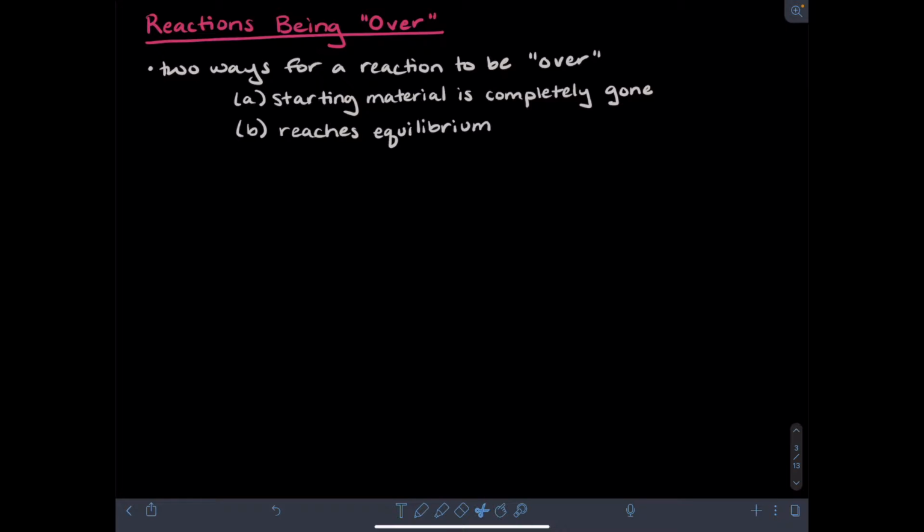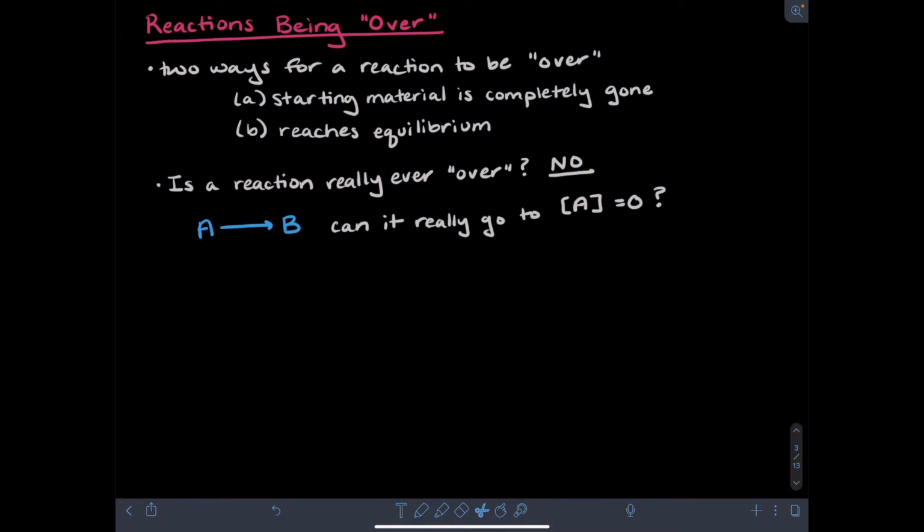I want to talk in more detail about what it means for a reaction to be over. And there are two ways that this could occur. A reaction could be over if the starting material is completely gone, or you could say a reaction is over if it reaches equilibrium. In this case, there is still some starting material left, and there's also some product, but the concentrations of those are no longer changing with time. I will argue that it's not actually possible for a reaction to be completely over in the sense of starting material being completely gone.